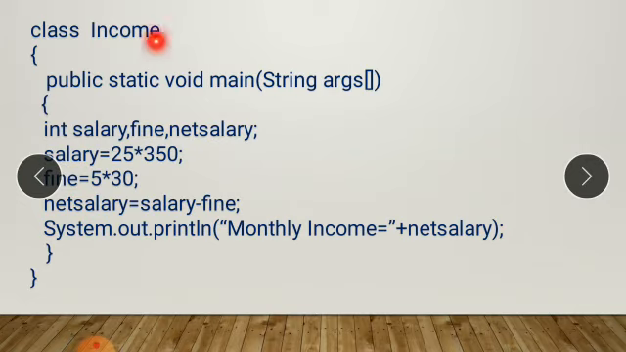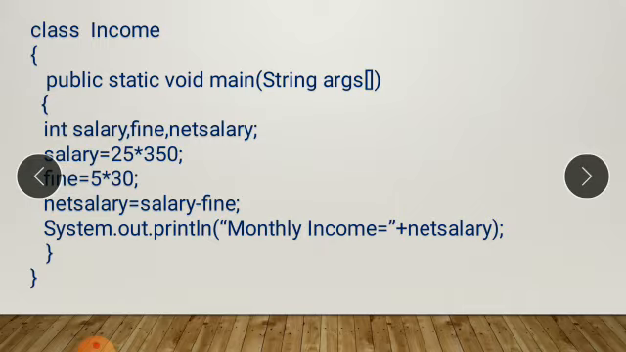Class income, public static void main(String args[]). Int, I have used here 3 variables to hold the salary, fine, and net salary. In the salary variable, what are we calculating here? How many days is he present? 25 days he is present, right? For each day, what is the amount? 350 rupees. So 25 into 350. This is salary.